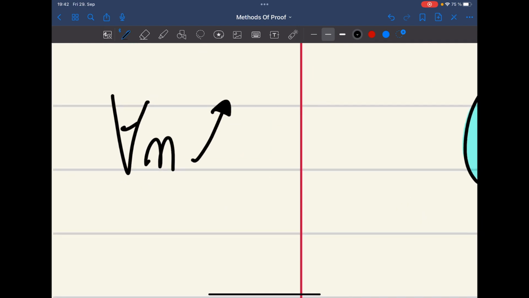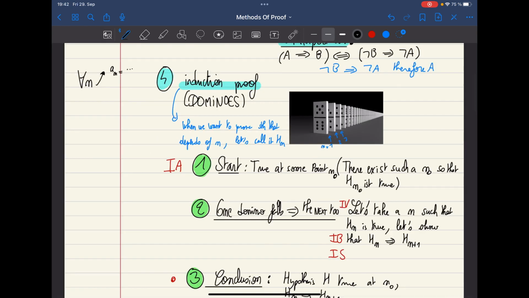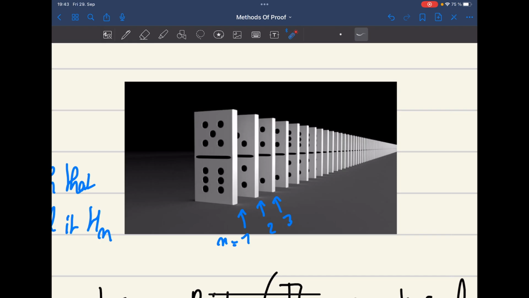For example, when you have a sequence, n is equal to something. How does it work? First, the principle of the induction proof. It's a bit as if you had many dominoes in front of you, and you wanted to make them all fall. If you want to prove that something is true for all n's, you can prove that it's true at some point. Since it's true at some point, what you prove is if this domino falls, then the next domino will fall. Therefore, if this one falls, this one will fall, this one will fall, this one will fall.